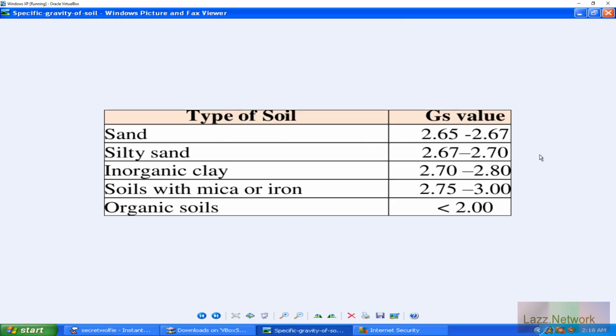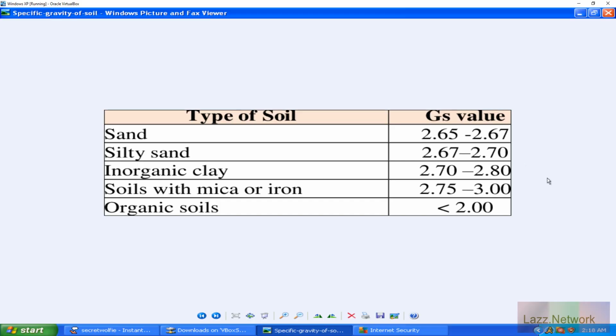So you have silty sand, which is anything above about 15%. Technically it could be like 15 to 50% passing your number 200 sieve. It's what is predominantly silts more than clays in itself, and usually you get a specific gravity value of 2.67 to 2.70.